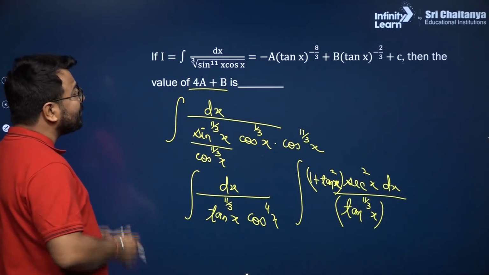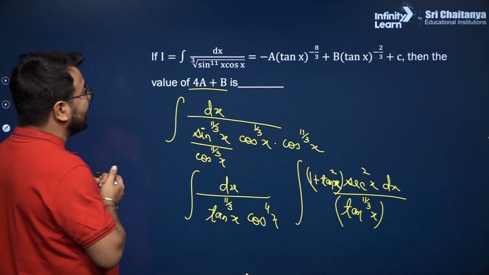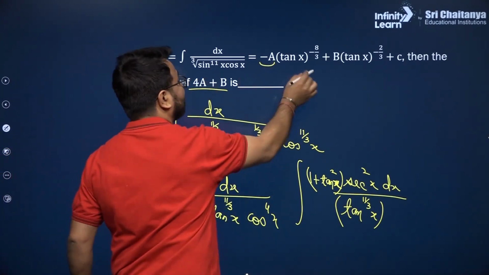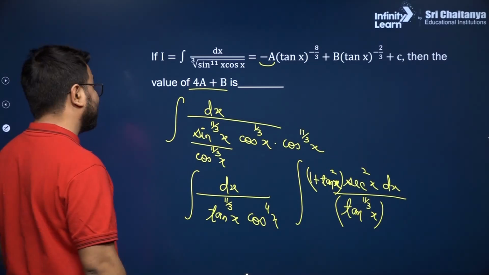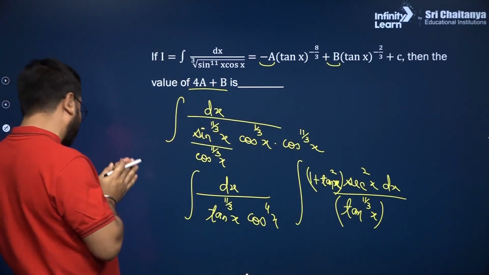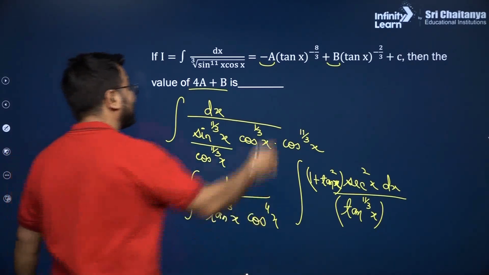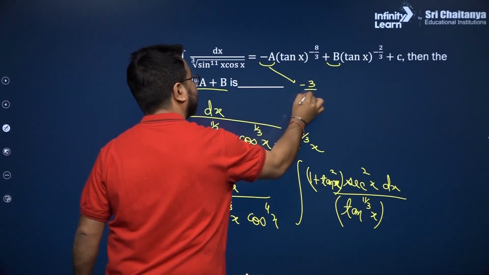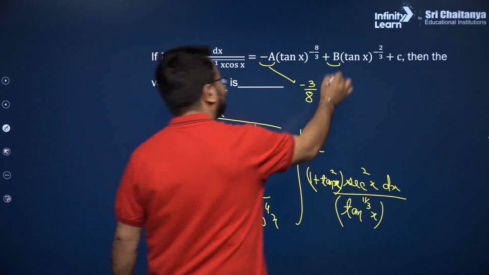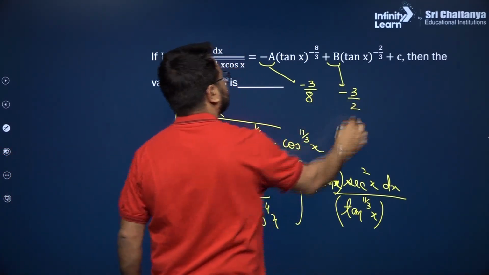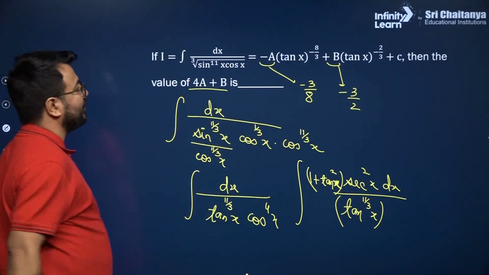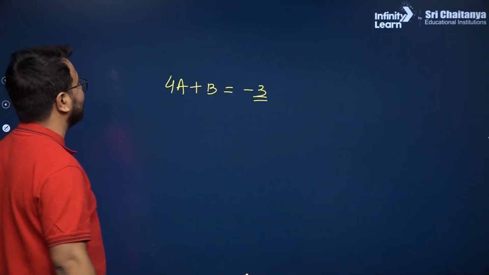Now if you tell me what should be the coefficient of 10x raised to the power minus 8 by 3, and what should be the coefficient of 10x raised to the power minus 2 by 3. If you ask me, this will be minus 3 by 8, and if I try to get the value of b, it will be minus 3 by 2. In this way we will be able to write the value of 4a, and then we will do plus b, and we will be able to get the final answer.